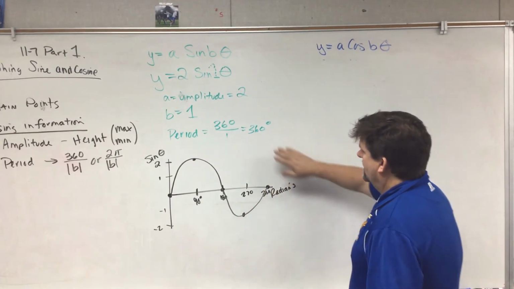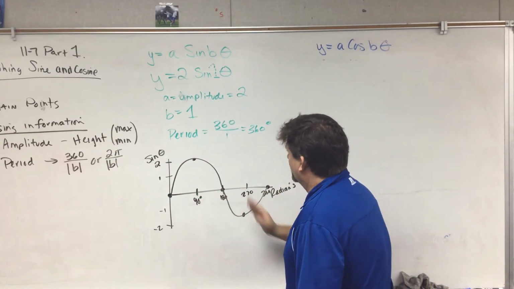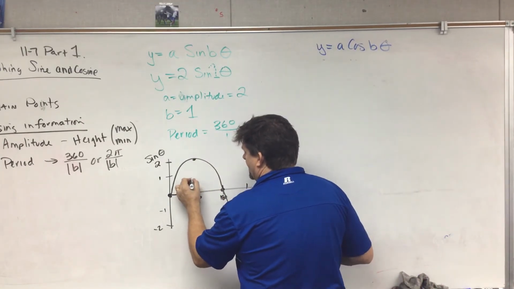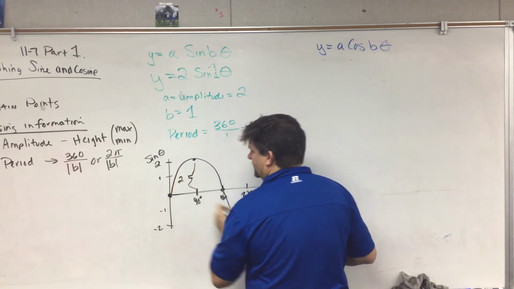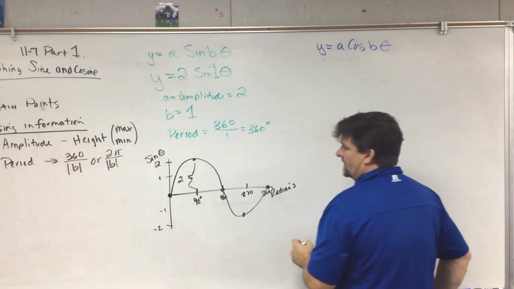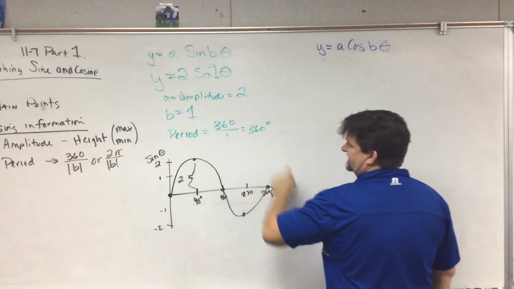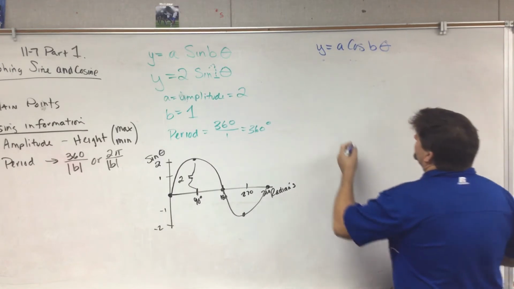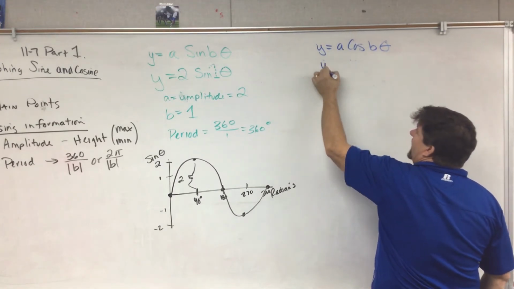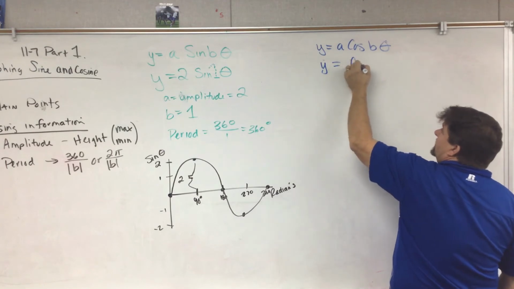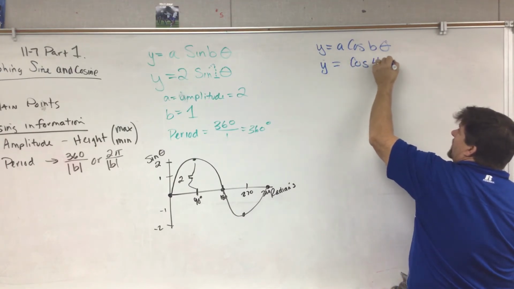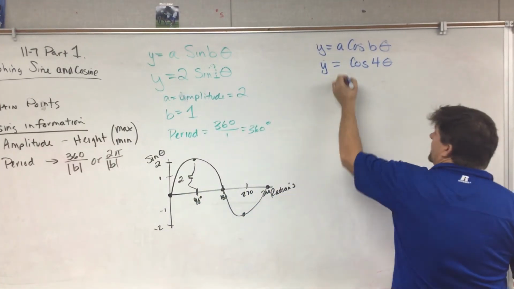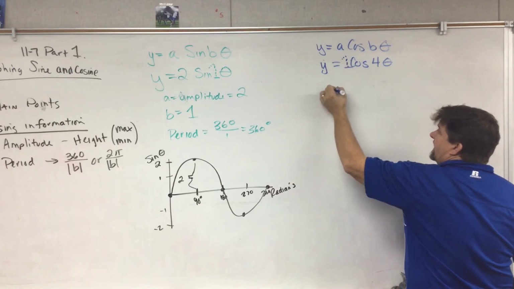Okay? Based on the period, cut it into 4 chunks. Amplitude is your height, so this is A, that's 2, and that's 2 also. And then the period is 360 divided by 1. All right, so let's look at the cosine one here. Let's pull some information out of this cosine one. So we're going to do y equals cosine of 4 theta, I think is what they do in the book. Yes.